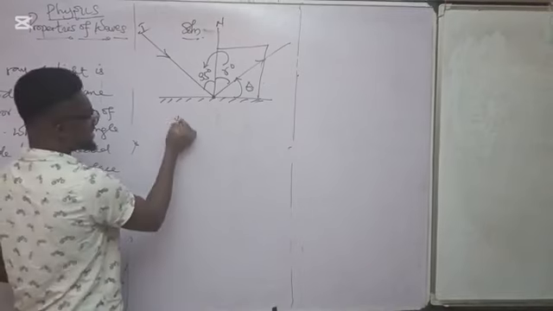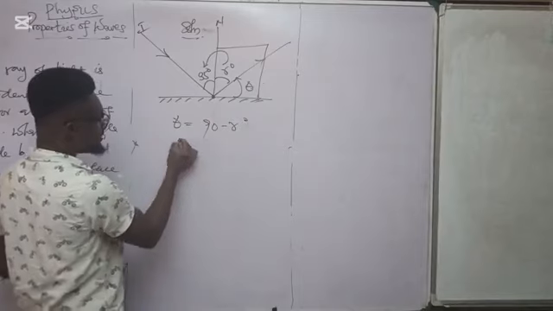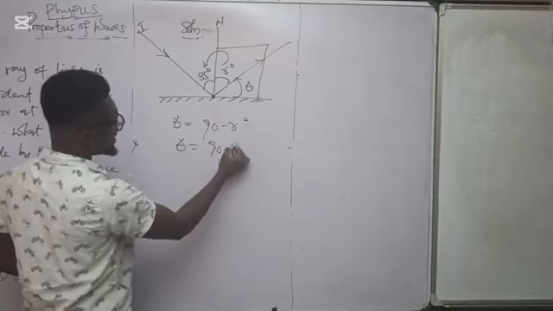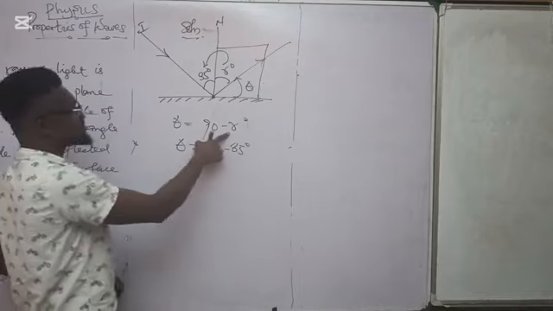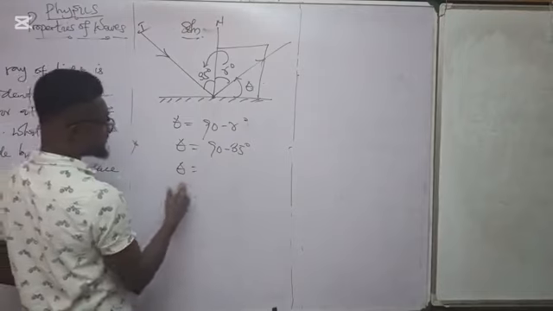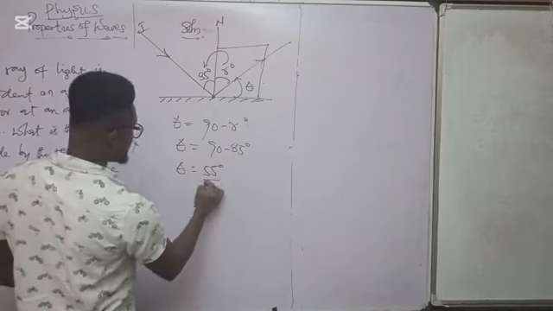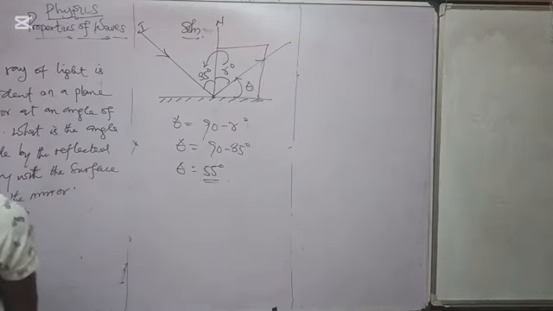So in that case, theta becomes 90 minus R. So our theta becomes 90 minus 35, because angle of reflection is the same as angle of incidence. So at this very point, we have theta as 90 minus 35. And if you do that, we are going to get 55 degrees. We have the correct option as D.